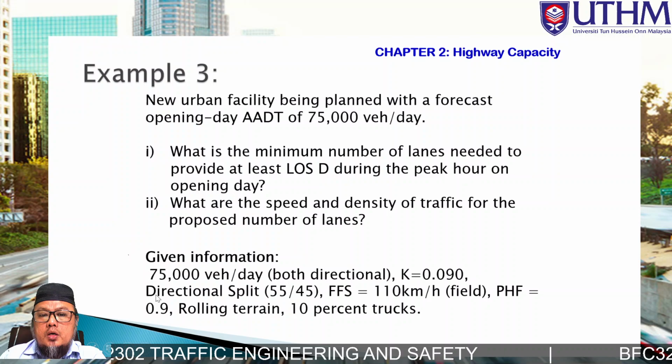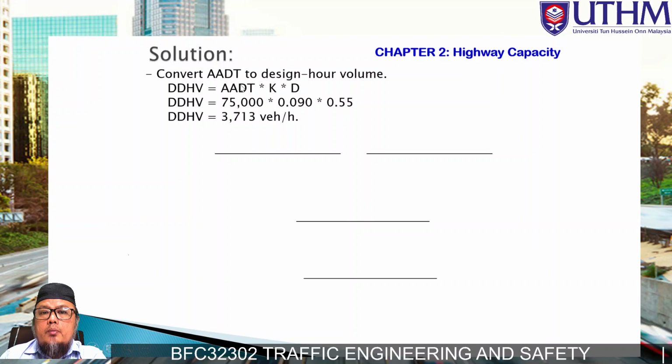To solve this, we use the formula for DDHV, directional design hourly volume. You have to convert from daily volume to hourly volume. That's why you have a K factor and D, directional distribution. For the directional distribution, we select 55 as the higher value. Sometimes they put 60-40, sometimes 55-45. If they put 55 here, we still use 55 as the greater value. We almost always select the greater value.